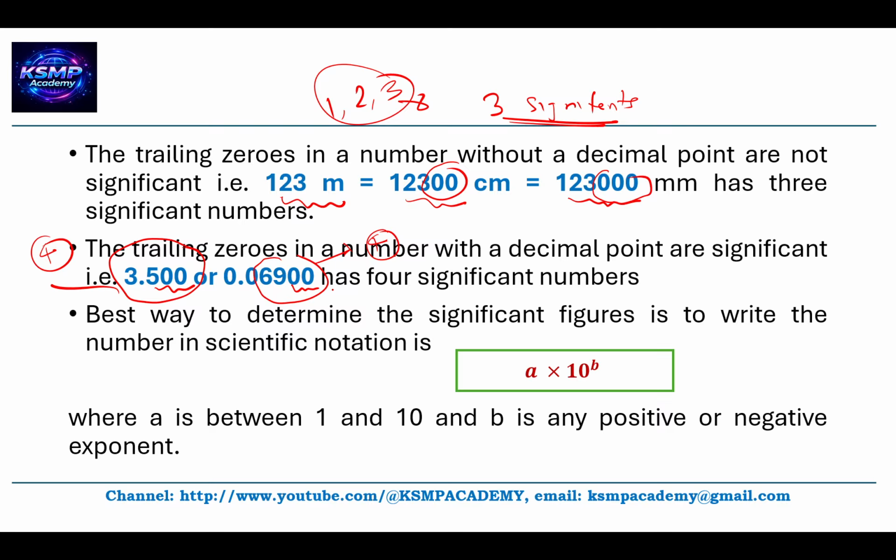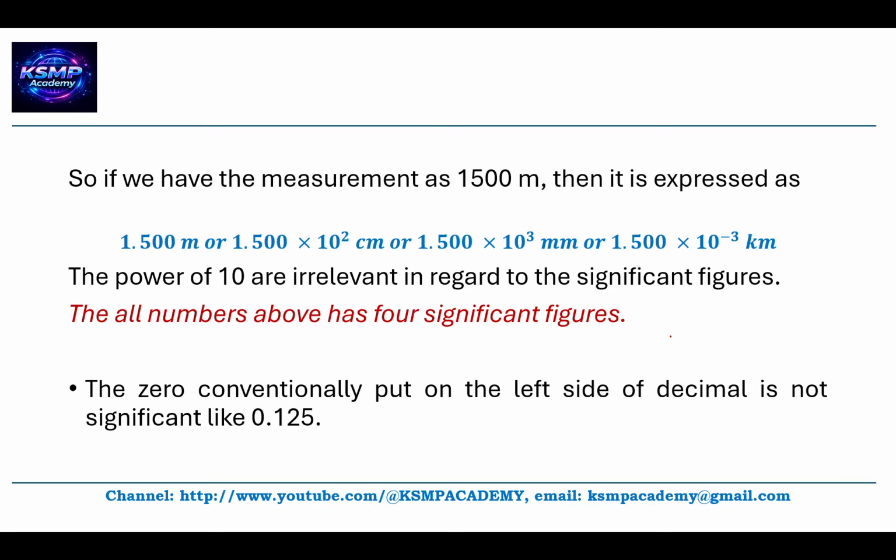Now if you look at these rules, sometimes we may get confused. So the best way to determine the significant figures is to write the given number in scientific notation, that is, in the form a into 10 to the power b. Then it is easy to identify the significant figures in the given value. For example, we have a measured length of 1500 meter. Now this 1500 meter can be expressed in different ways.